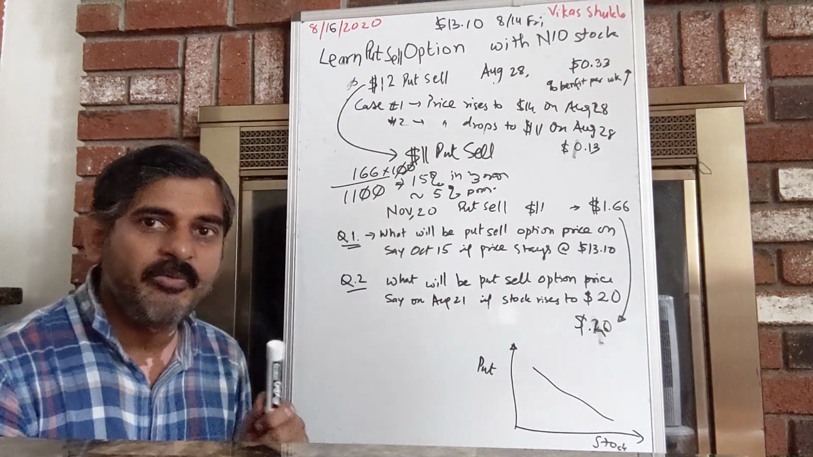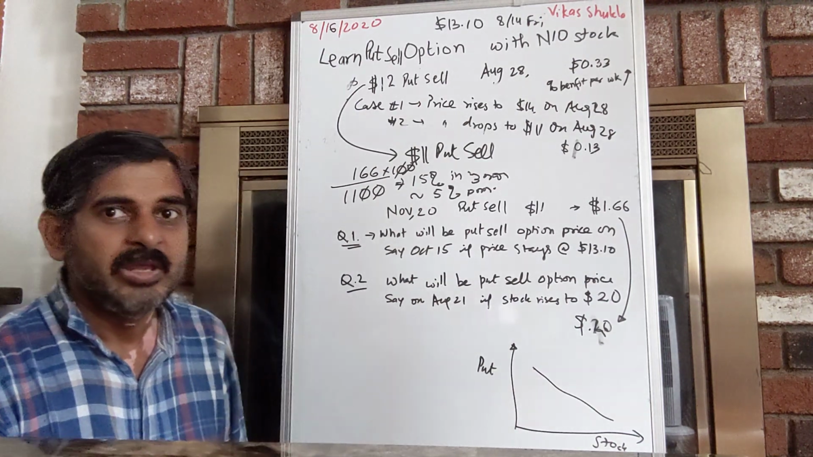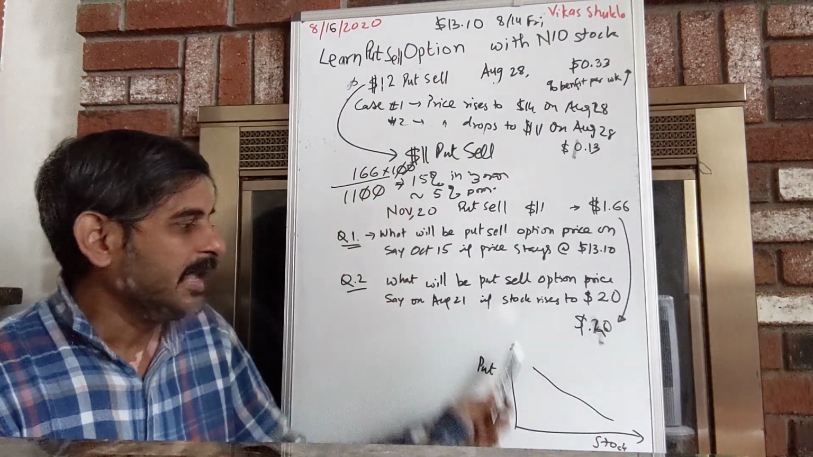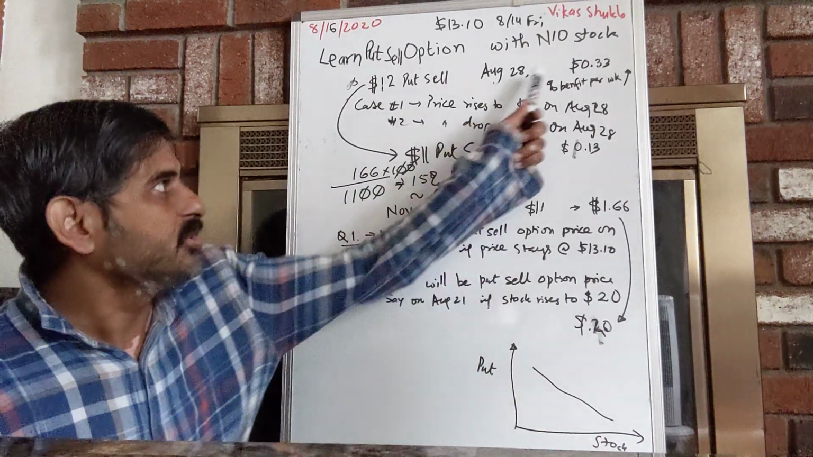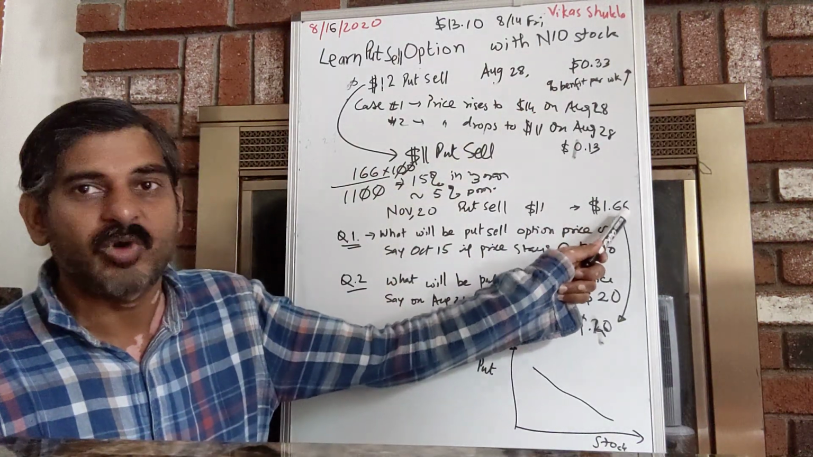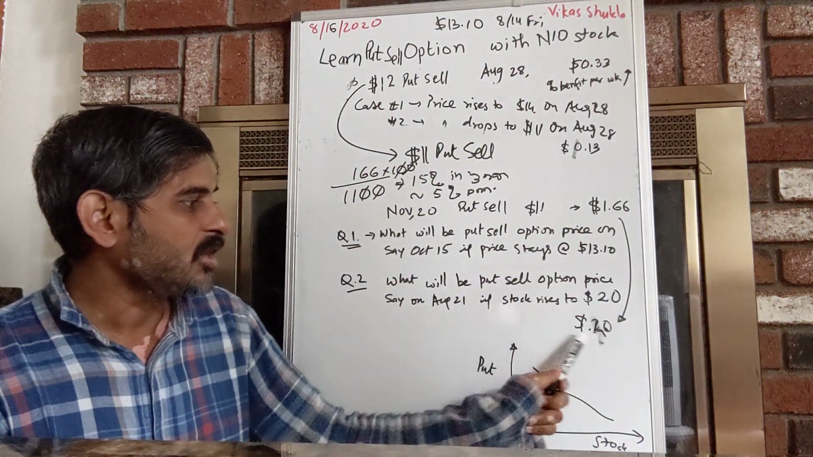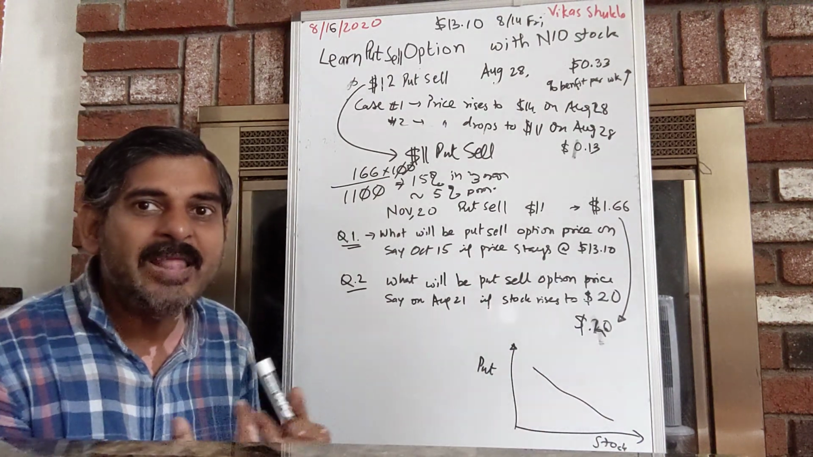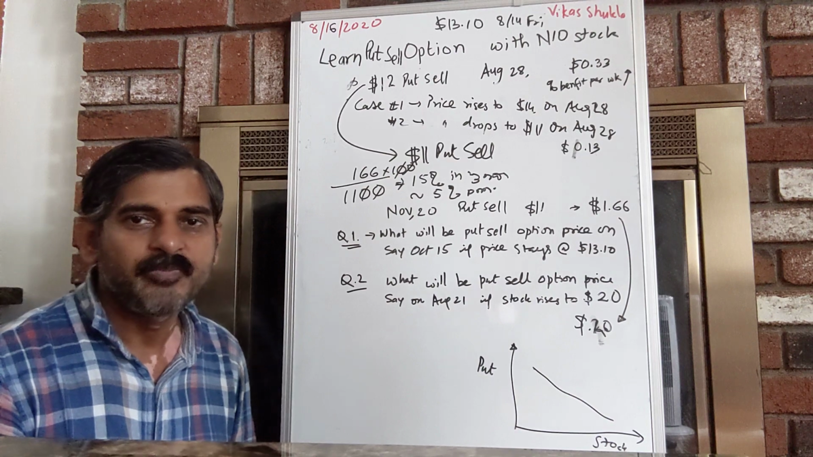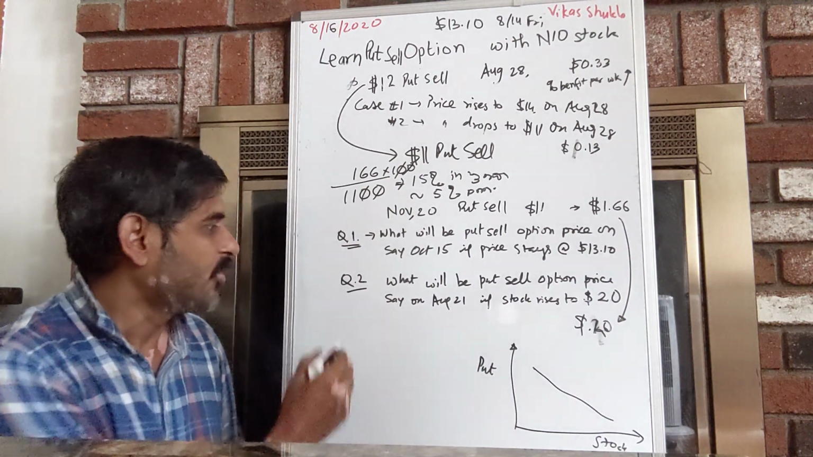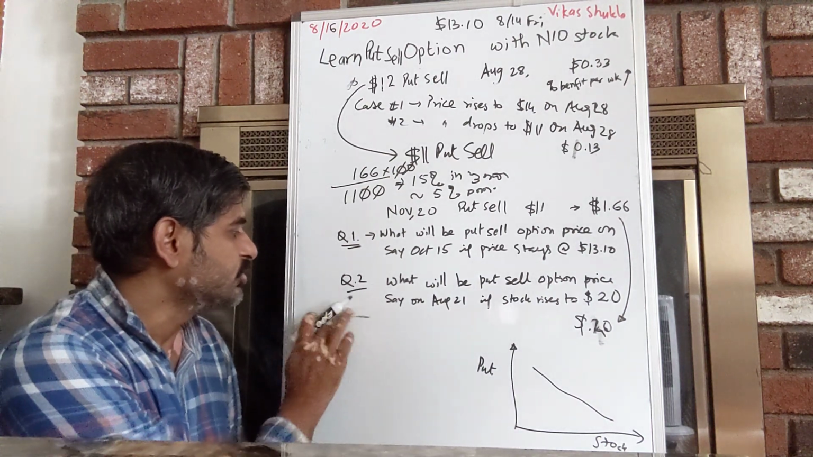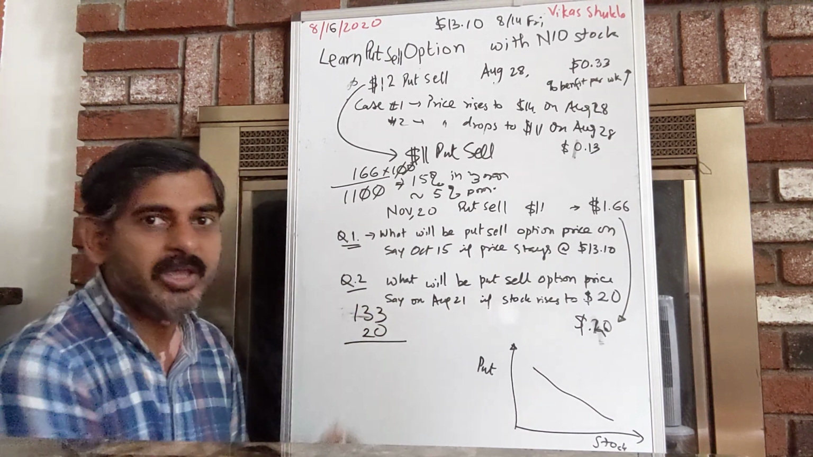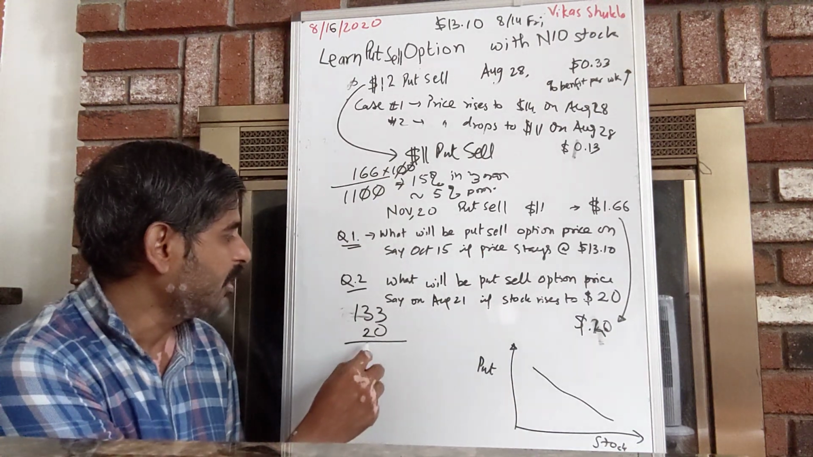If the price of the stock goes up, the price of the put option decreases. Now say we sold this option at $1.66. If the stock suddenly goes up, and the option price goes down to 20 cents, you can buy that put option back. You sold it for $1.33, you buy it back at 20 cents, you make a profit of $1.13.